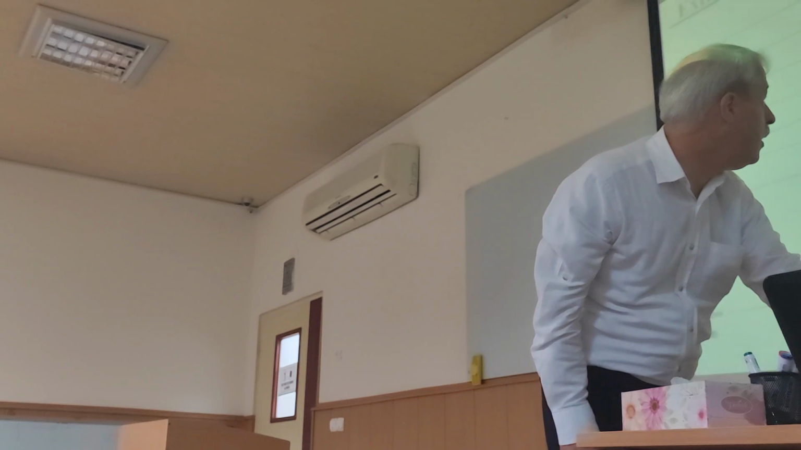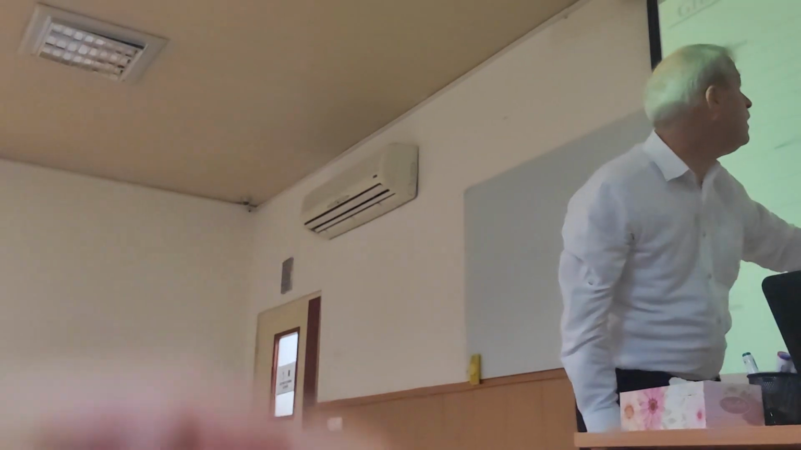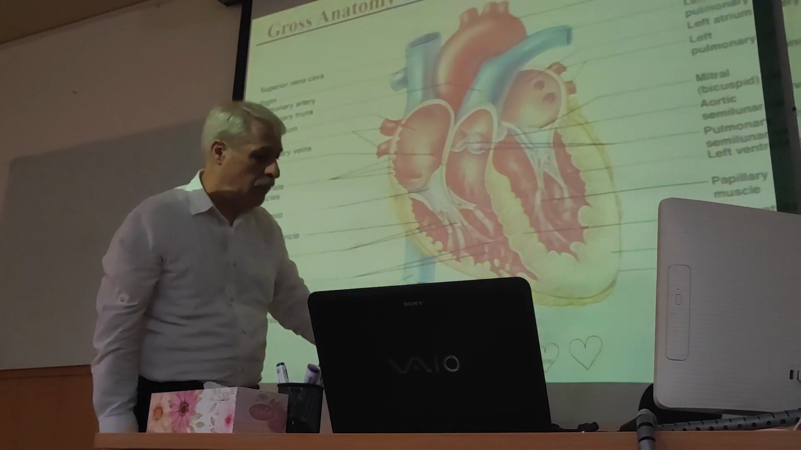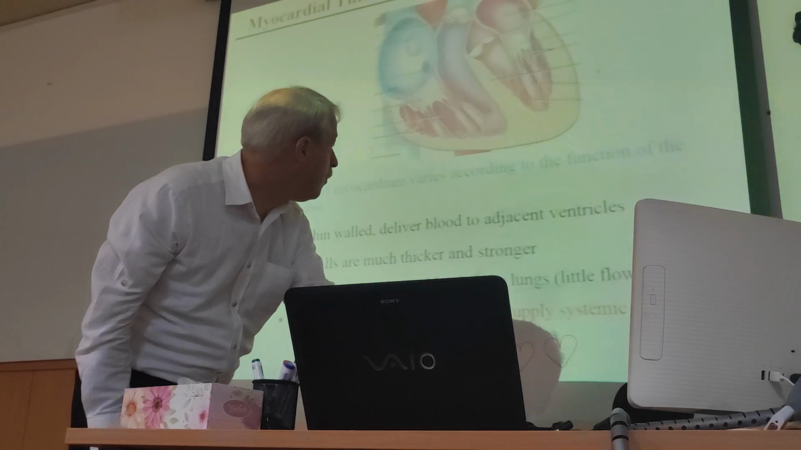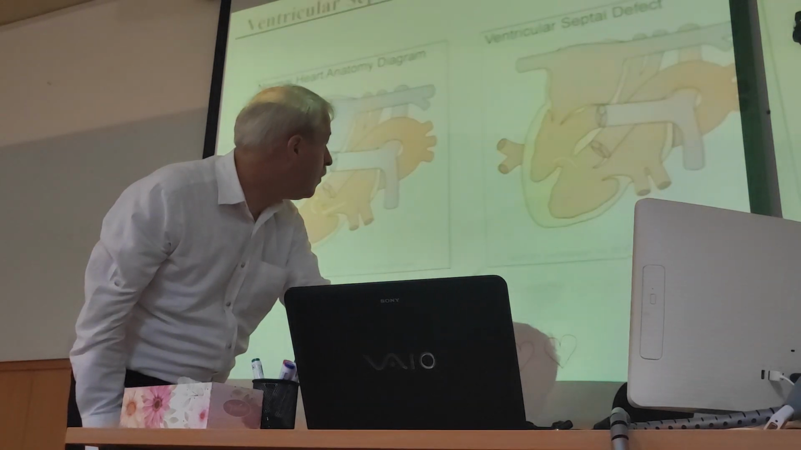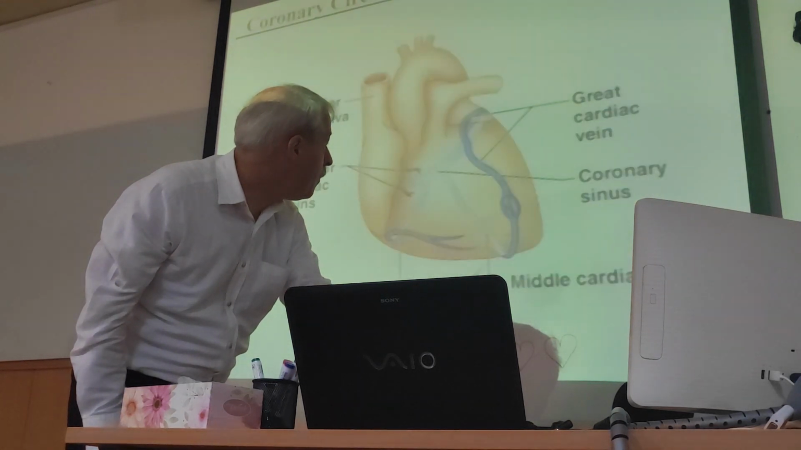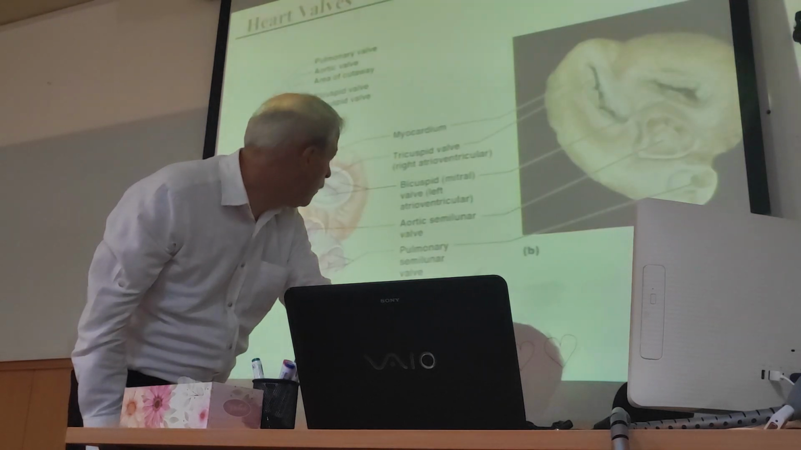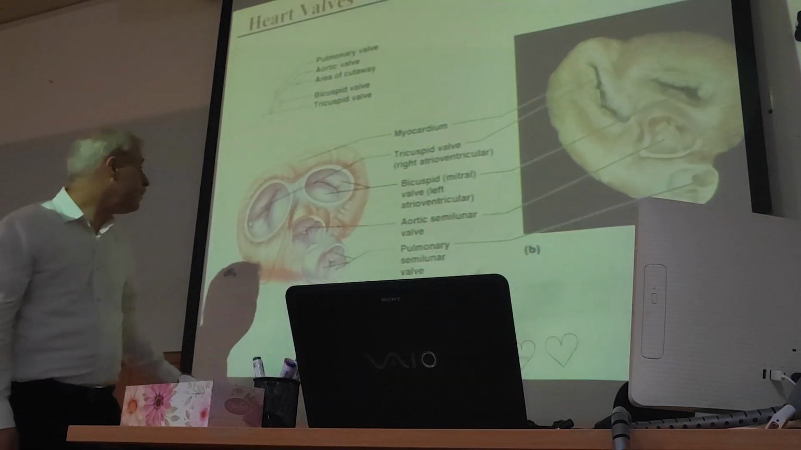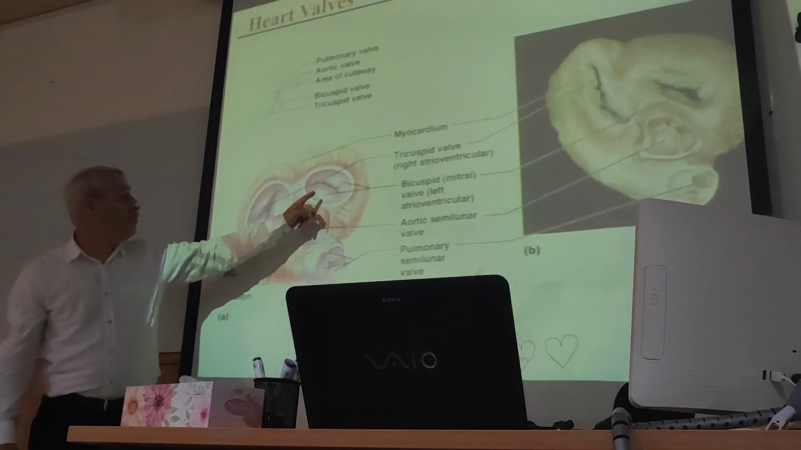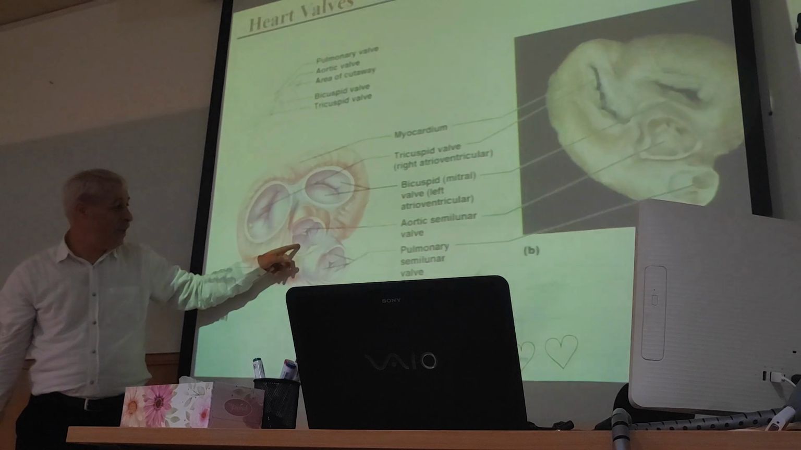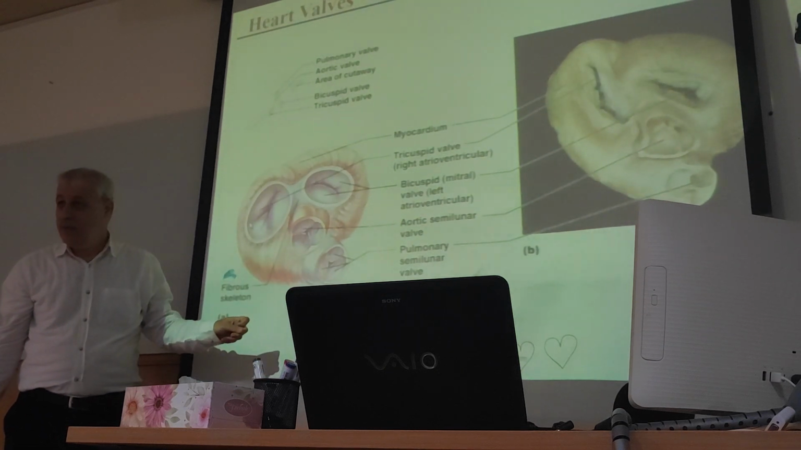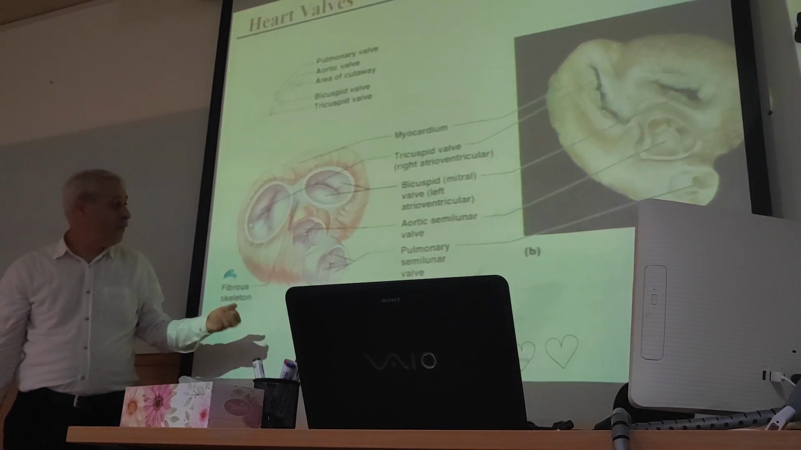I want to show the aortic valve. See, this is the mitral valve, tricuspid valve. This is the aortic valve. How many cusps does it have? Three. Three cusps. Take a look.